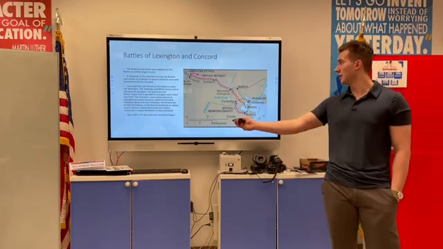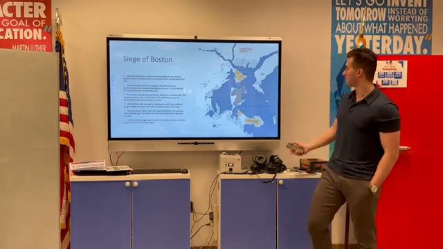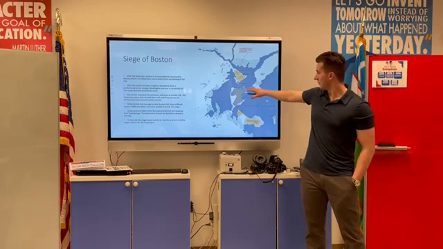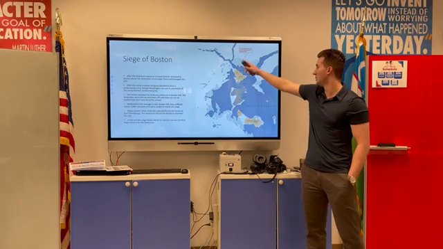So the British are now retreating back to Boston, and the Americans besiege them. So right here is where the British are. This is Boston. And the Americans have them surrounded.